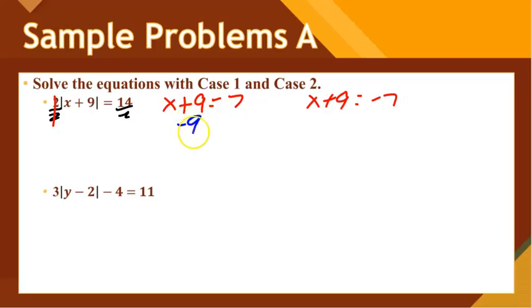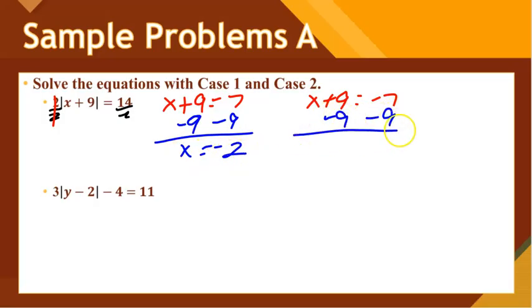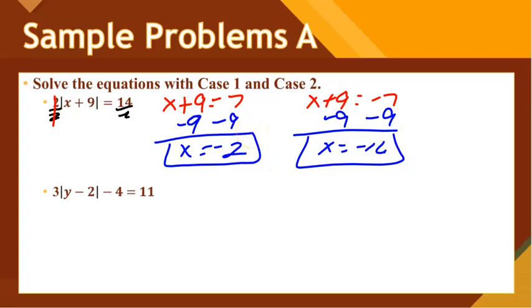I can subtract 9 on both sides, and x is going to equal a negative 2. And over here, subtract 9 on both sides, and x is going to equal a negative 16. So I have two possible answers, and if I put them back in there, negative 2 plus 9 is 7. The absolute value of 7 is 7. 7 times 2 is 14. Negative 16 plus 9 is negative 7. Absolute value of negative 7 is 7. 7 times 2 is still 14.